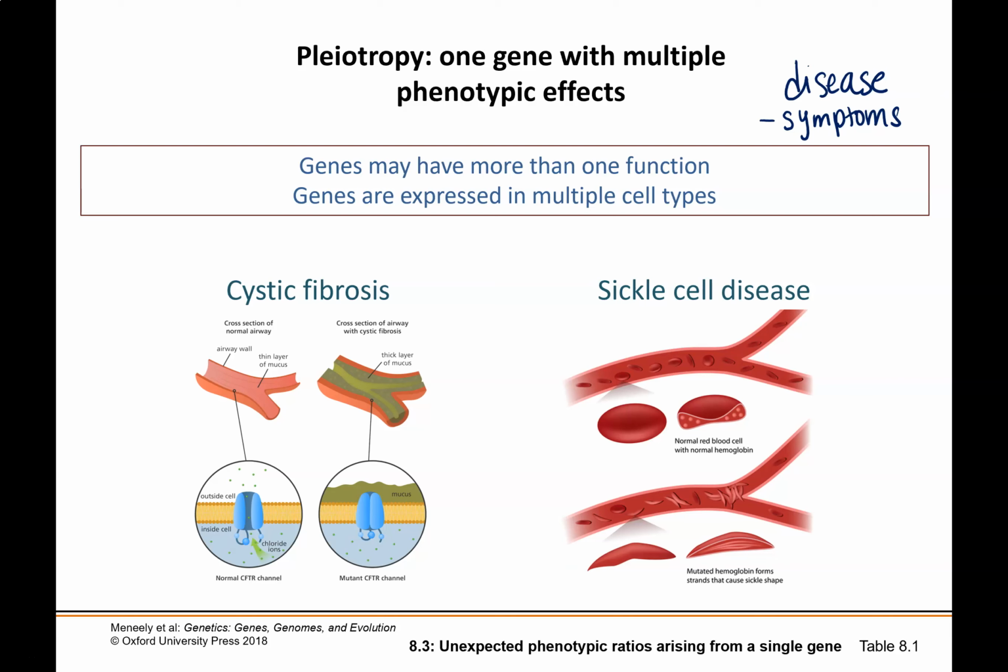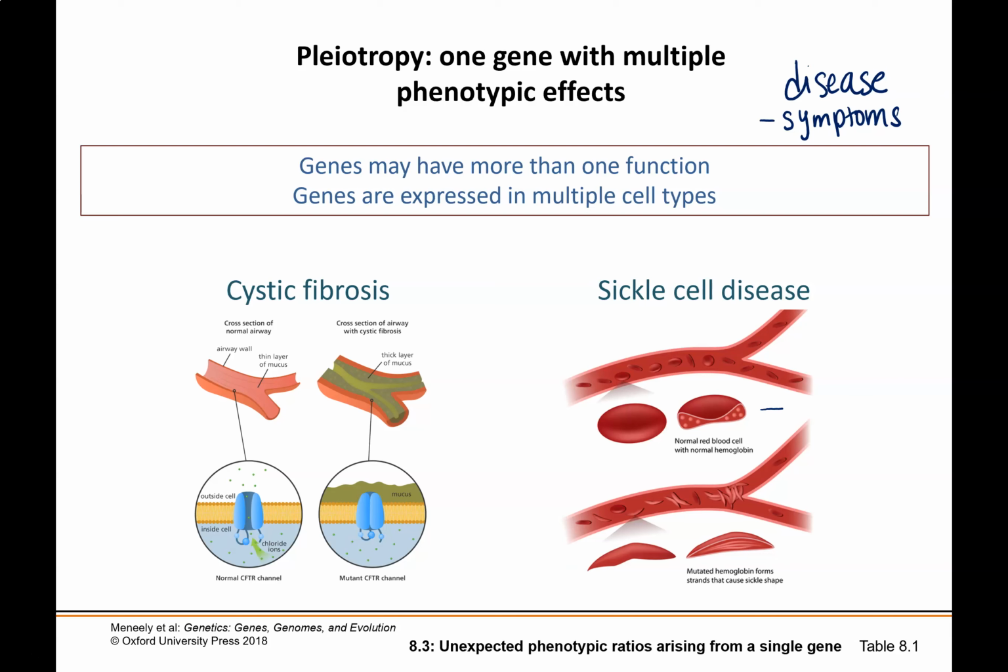Another example is sickle cell anemia, or sickle cell disease. This is a single point mutation in a gene that produces hemoglobin in your red blood cells. And so the immediate effect is misshapen hemoglobin. Now this causes reduced oxygen transport because that misshapen hemoglobin produces a misshapen blood cell. It becomes a sickle shape.